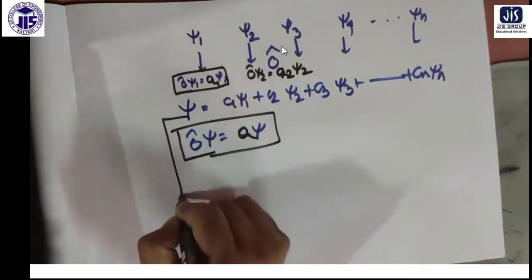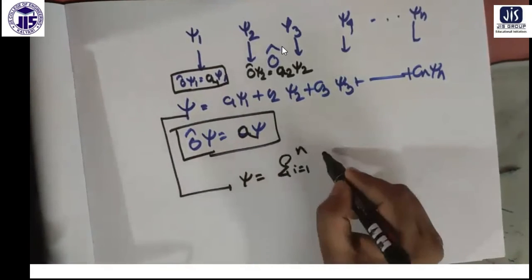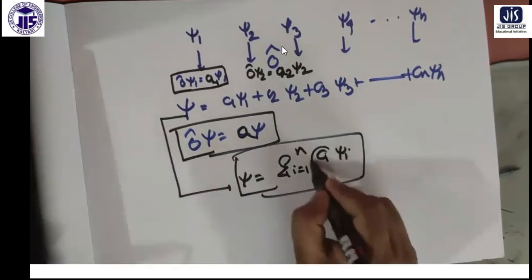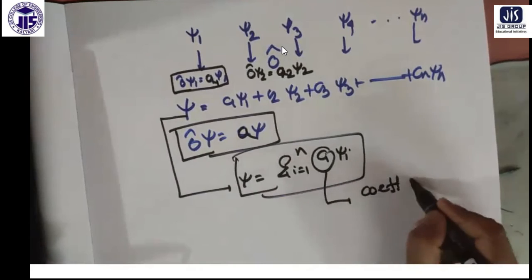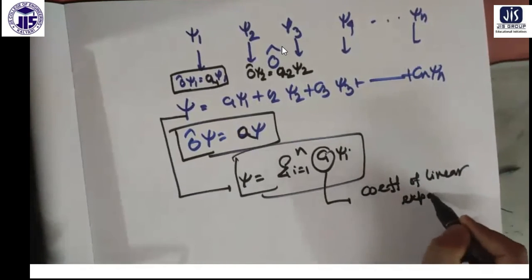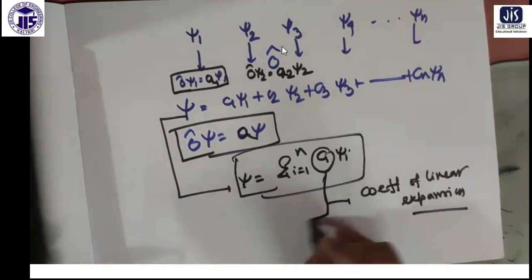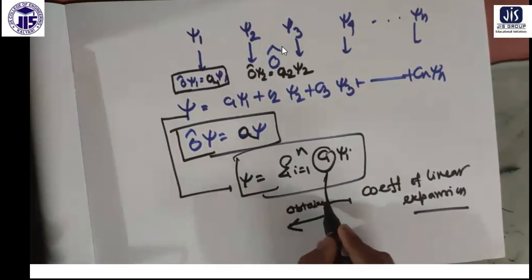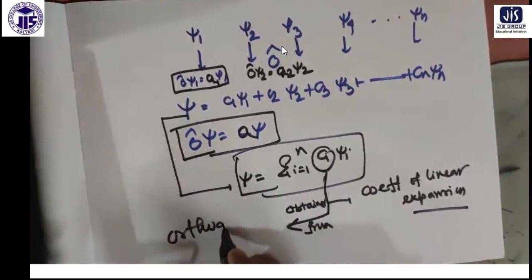So I ask you to look at this equation. I can write this as the sum from i equals 1 to n of c_i psi_i. Now this c_i is another important idea. As I told you, it is called the coefficient of linear expansion. How you get this coefficient of linear expansion is another important idea. It is obtained from another beautiful concept of mathematics, called the orthogonality condition.